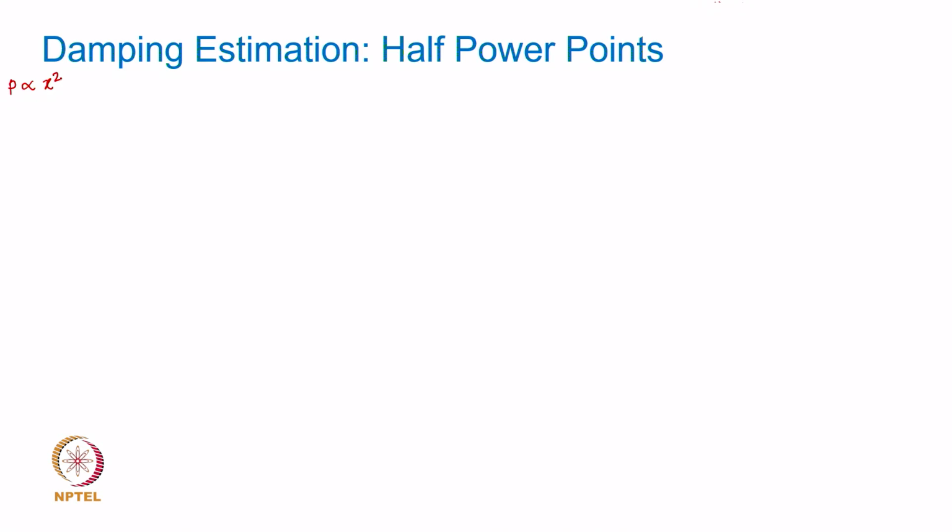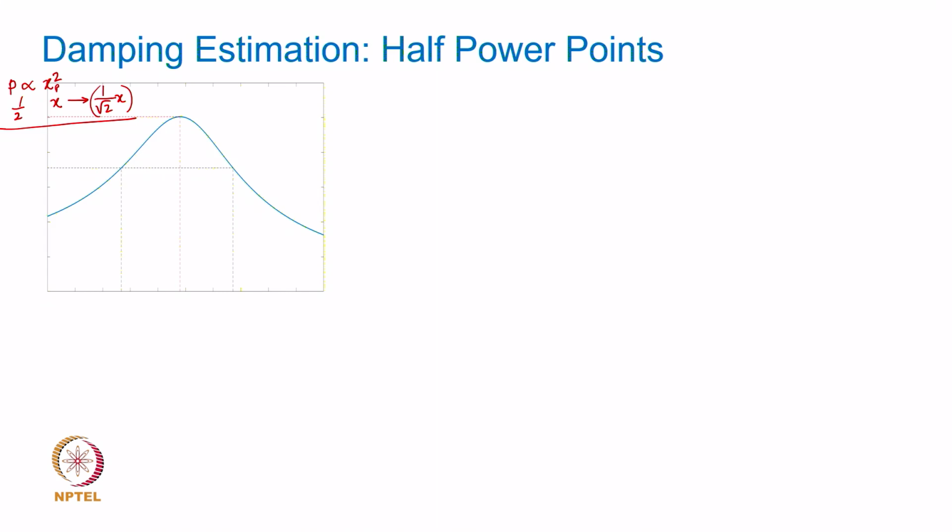So, you all know that if we have a half power, then what should the amplitude be? 1 upon square root of 2 times the peak amplitude, right. So the power related to the amplitude, which is 1 by square root of 2 of the peak amplitude, gives you power equal to half of the peak power. This is the basic philosophy behind locating the half power points.